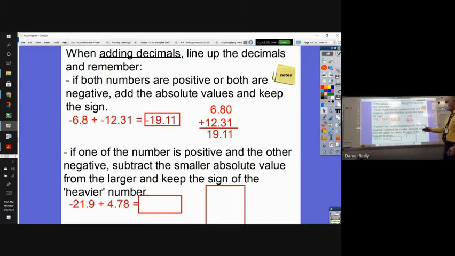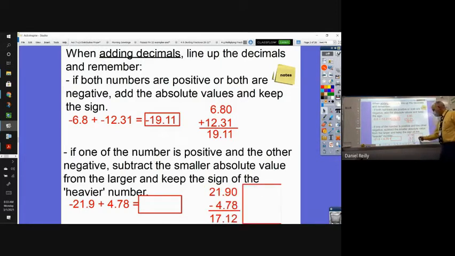If one is positive and the other is negative, then you are going to subtract the values, bigger minus smaller. When you subtract, you also line up the decimal points. And remember, sometimes when you subtract, you have to borrow, right? If you subtract by hand. However, you guys have a calculator, so you don't have to worry about it. Use a calculator. Okay. All right. Line up the decimal points.